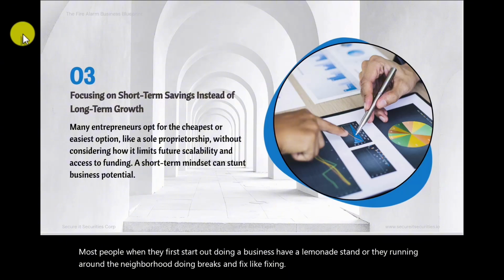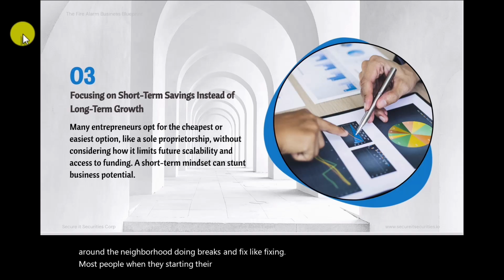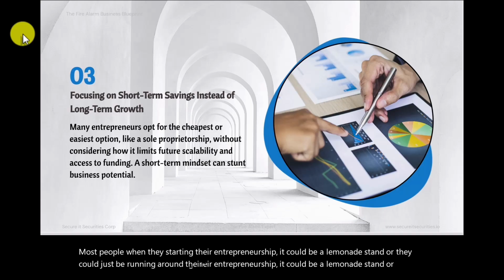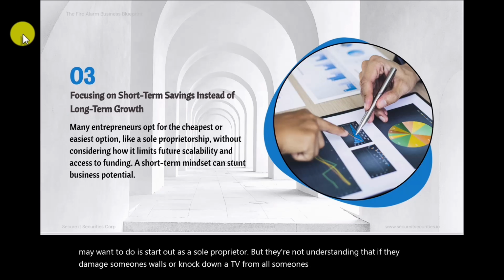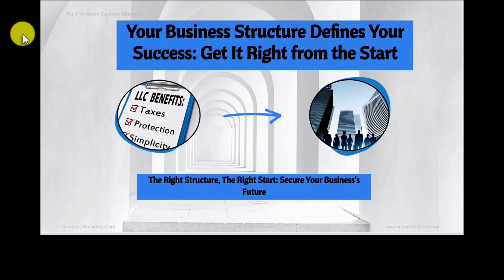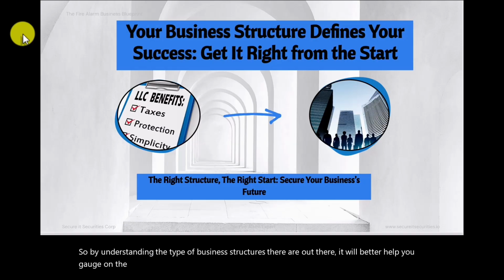Most people, when they start in their entrepreneurship, it could be a lemonade stand or they could just be running around their neighborhood patching and painting. So the first thing they may want to do is start out as a sole proprietor, but they're not understanding that if they damage someone's walls or knock down a TV from off someone's wall, they will be liable for that. Now your personal assets are going to be up for grabs. So by understanding the type of business structures there are out there, it will better help you gauge the way you should be conducting your business.